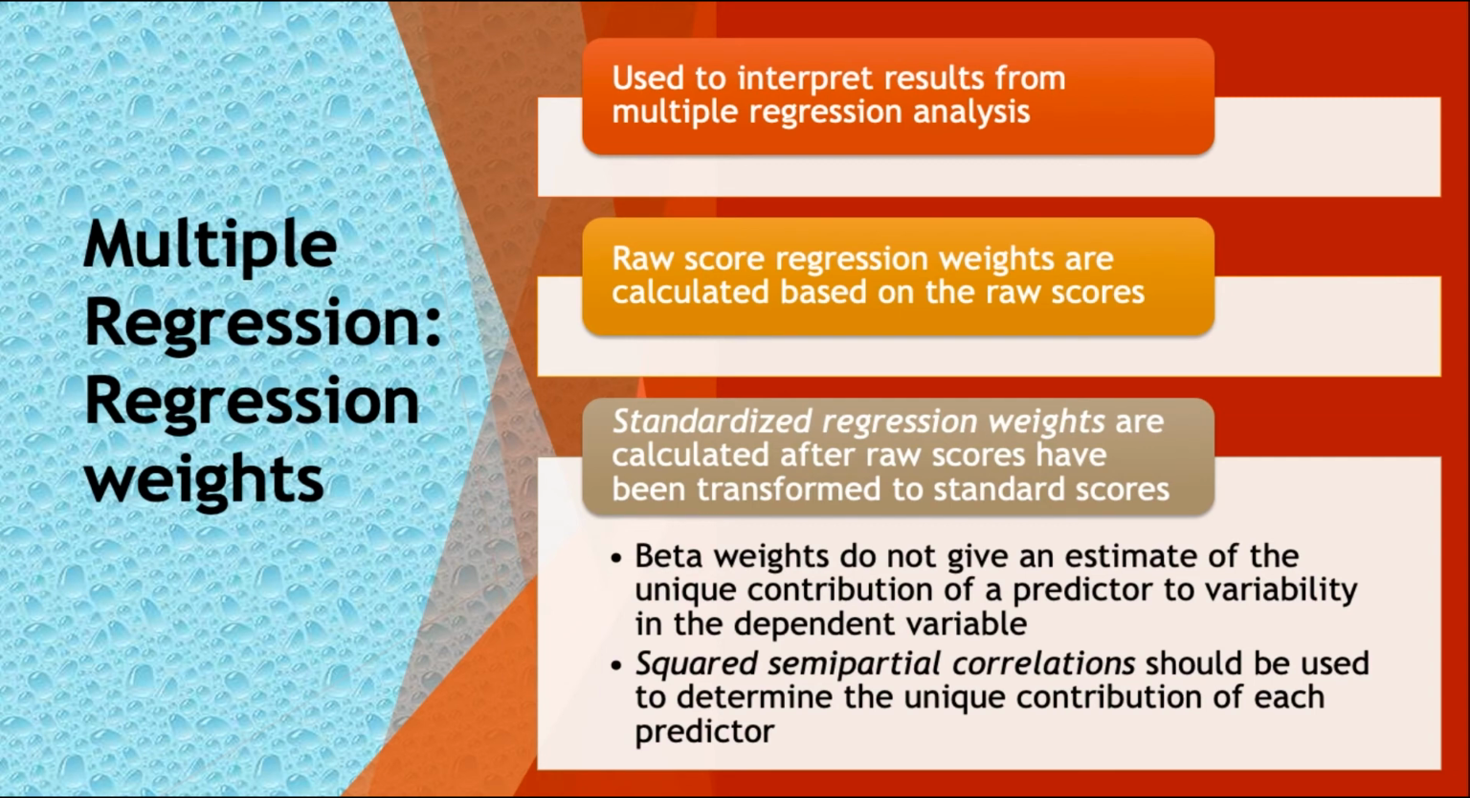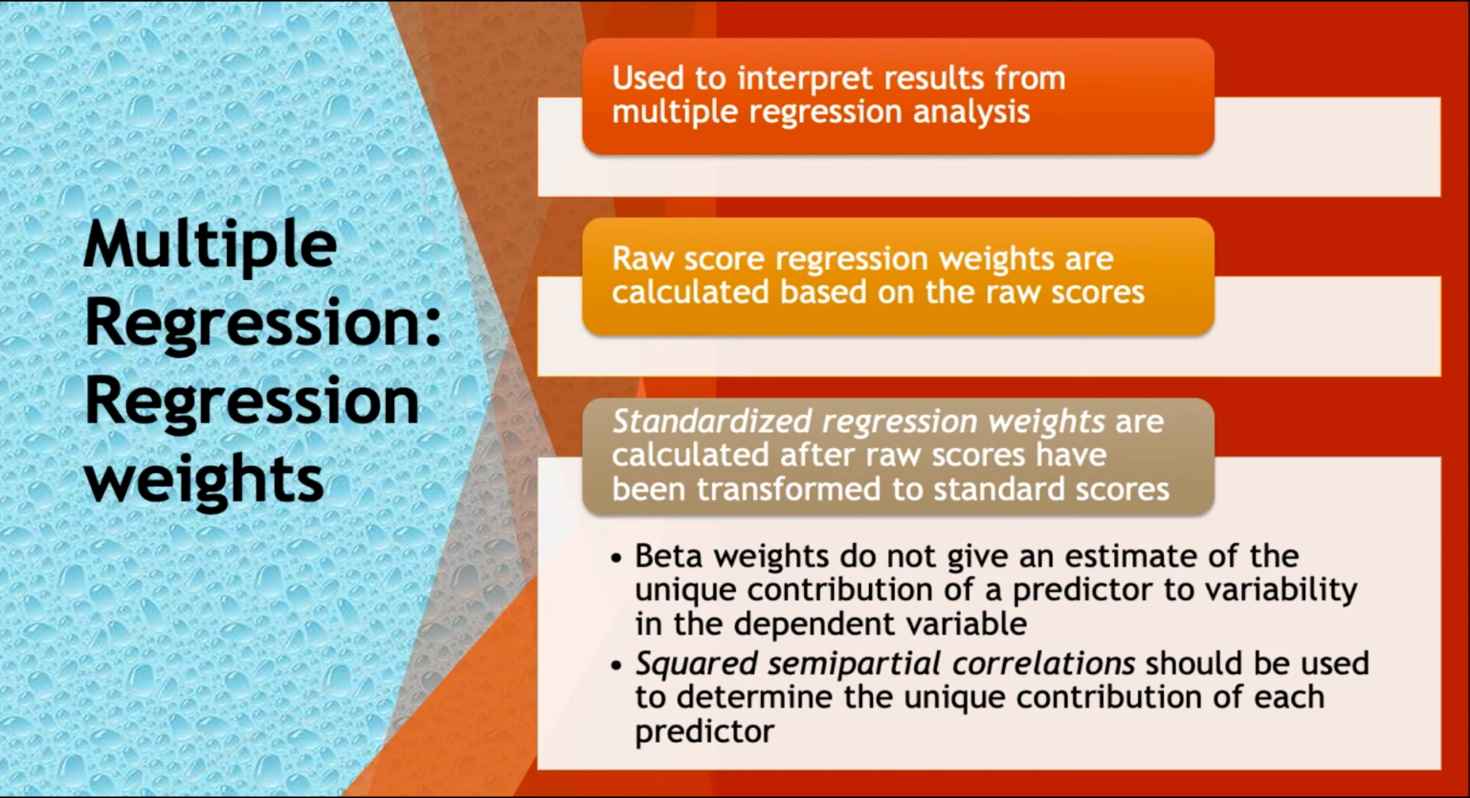So now we talk about regression weights. Regression weights are used to interpret the results from multiple regression analysis. There are two types of regression weights, raw and standardized. A raw regression weight is calculated based on a raw score, or the original score of your variables entered into the regression analysis. A standardized regression weight is calculated after your raw scores have been transformed to standard scores. The standardized regression weights are known as beta weights, abbreviated with the Greek symbol beta.